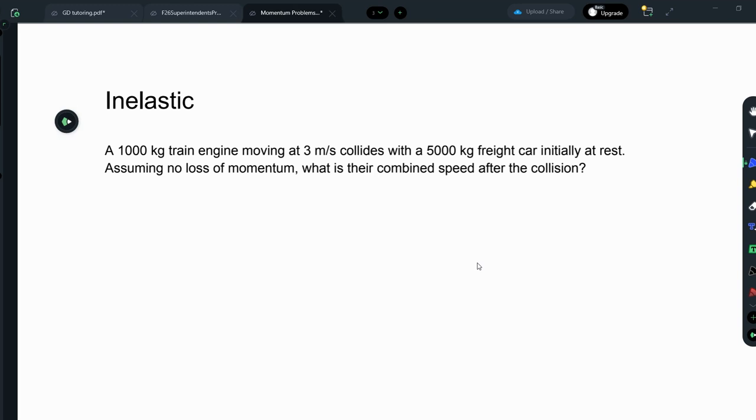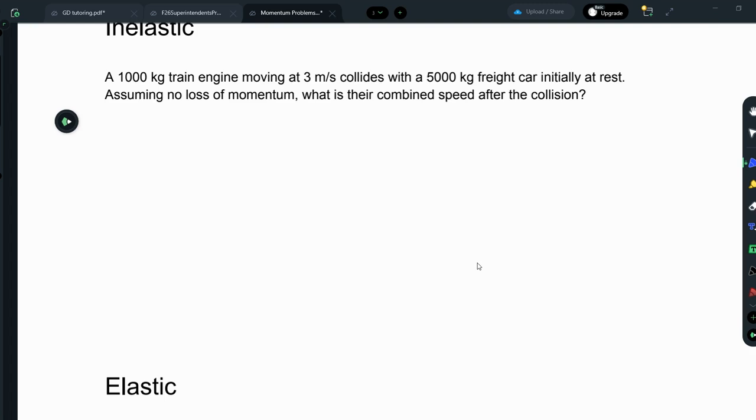That's when one object collides with another object and they stick together afterwards. A 1,000 kilogram train engine moves at 3 meters per second and collides with a 5,000 kilogram freight car initially at rest. Assuming no loss of momentum, what is their combined speed after the collision? First step for each of these is going to be to draw a picture. And the picture should summarize all of the information in the problem. You don't have to be a fantastic artist as long as all of the information is in the picture.